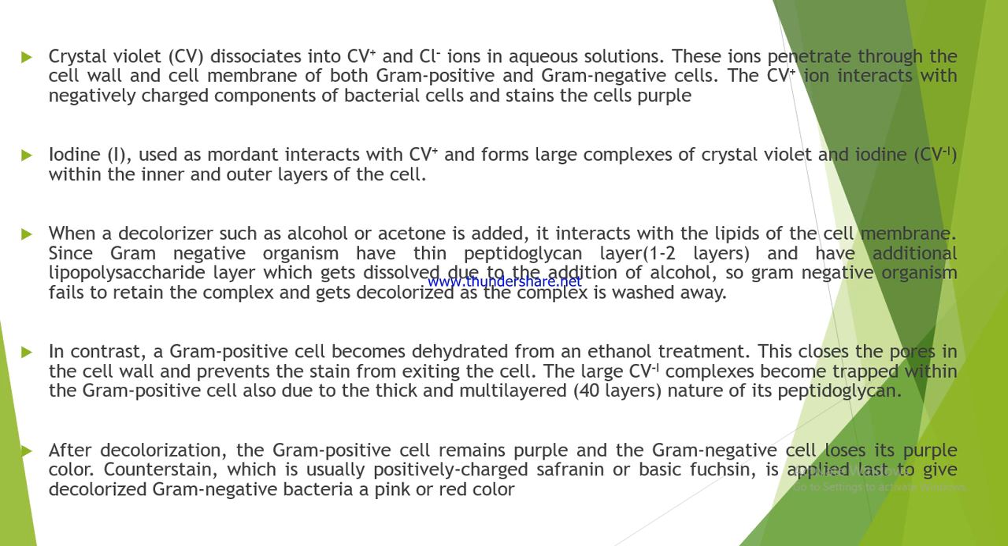While in the gram negative bacteria, the lipid present in the outer layer of the cell wall gets dissolved after addition of alcohol, and whatever crystal violet was retained by the peptidoglycan layer and the cytoplasmic layer of gram negative bacteria gets washed away, so the cell wall of gram negative bacteria becomes decolorized.